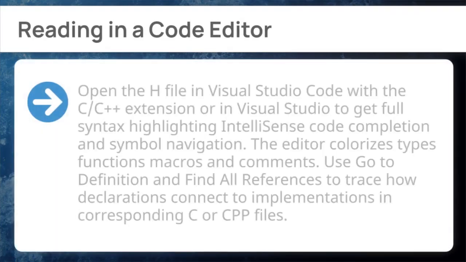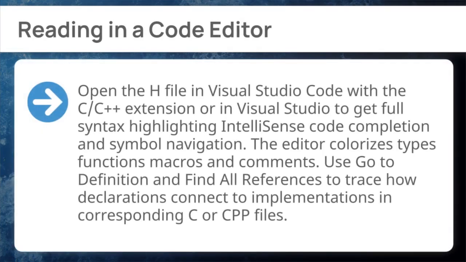First, writing in a code editor. Open the H file in Visual Studio Code with the C++ extension or in Visual Studio to get full syntax highlighting, IntelliSense code completion, and symbol navigation. The editor colorizes types, functions, macros, and comments. Use go-to-definition and find all references to trace how declarations connect to implementations in corresponding C or CPP files.